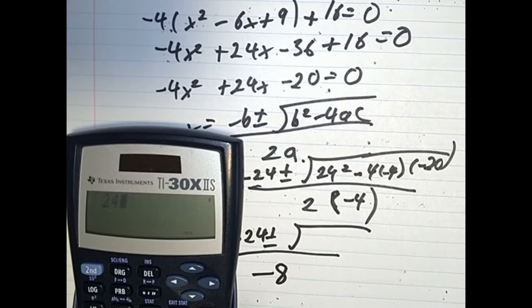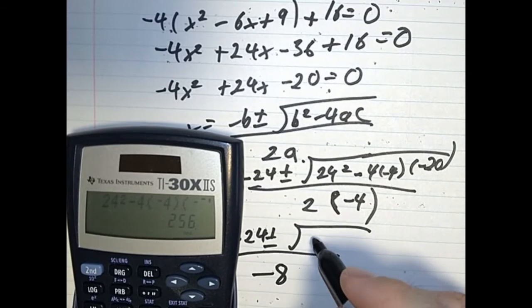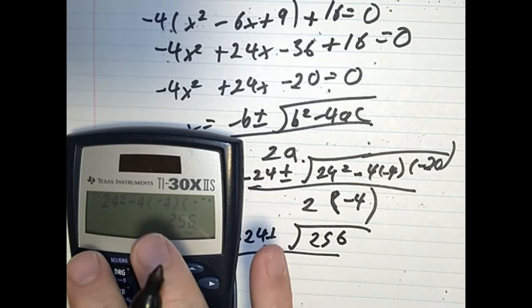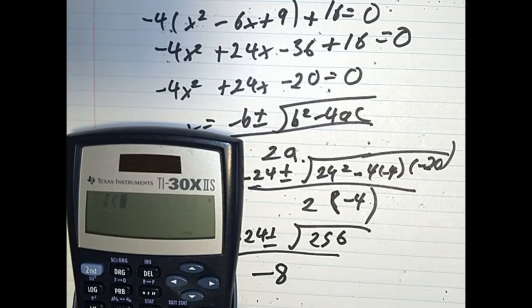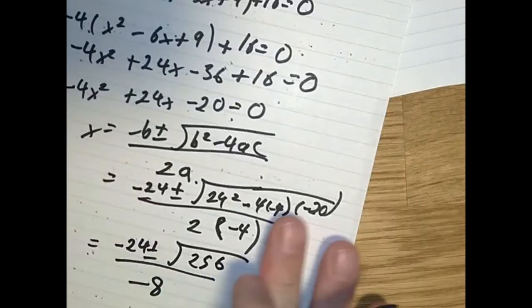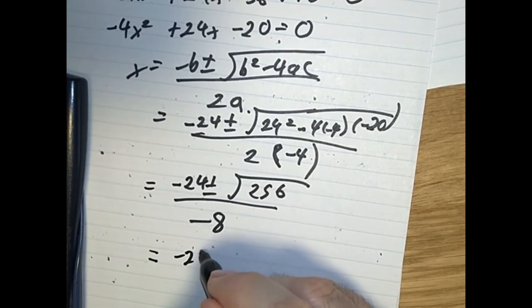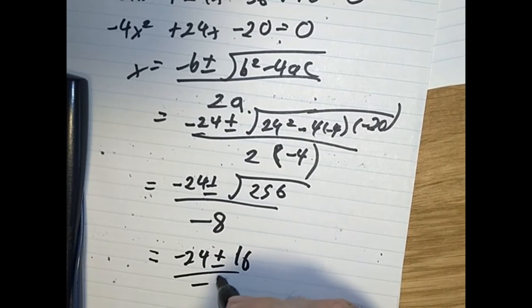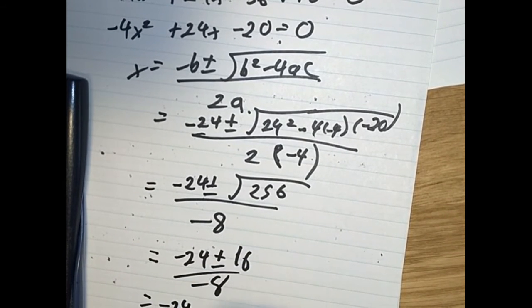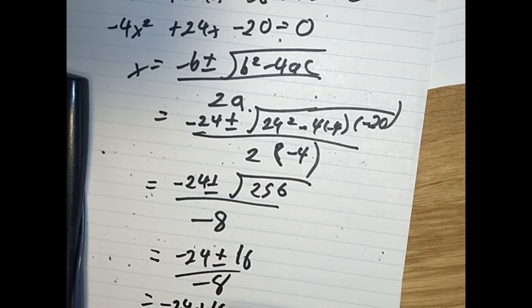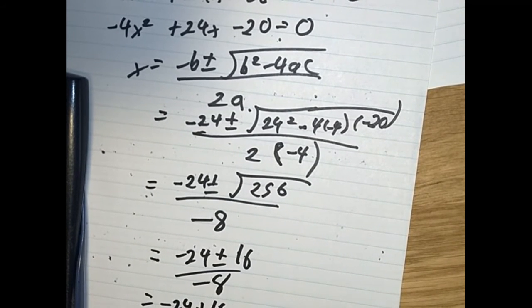So you get 24 squared minus 4 bracket negative 4 bracket negative 20. And then here you get 256. You can square root that. Of 256, 16. So we get negative 24 plus minus 16 over negative 8. We get negative 24 plus 16 over negative 8, and negative 24 minus 16 over negative 8.